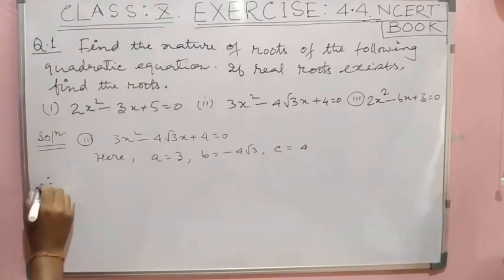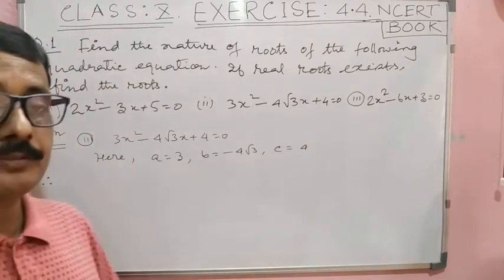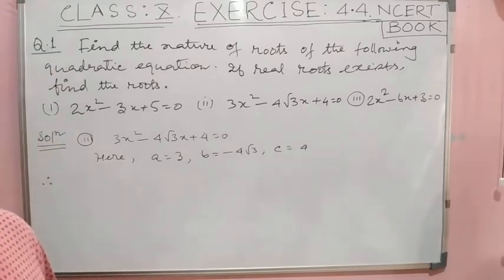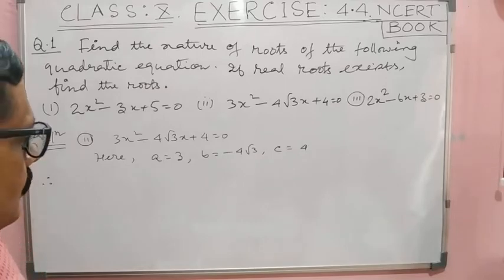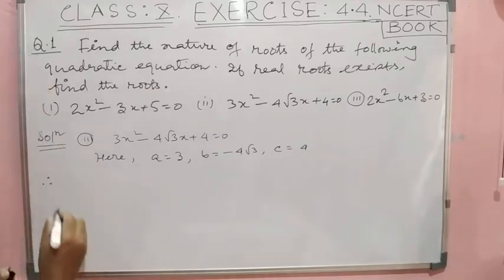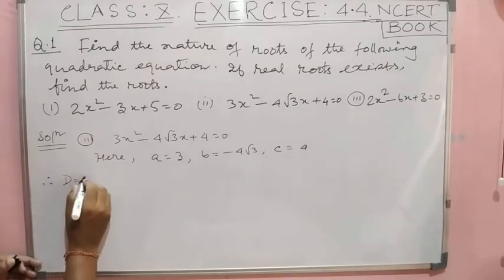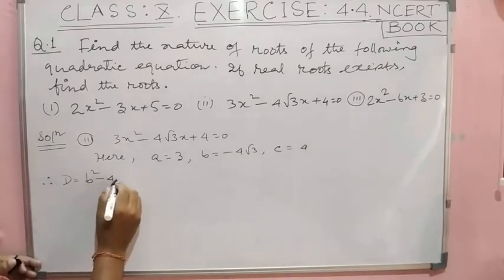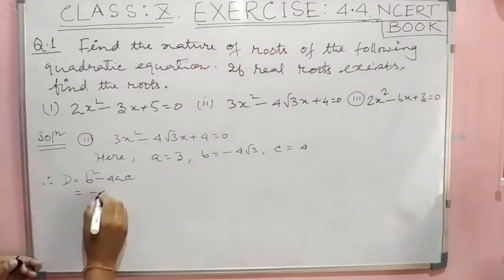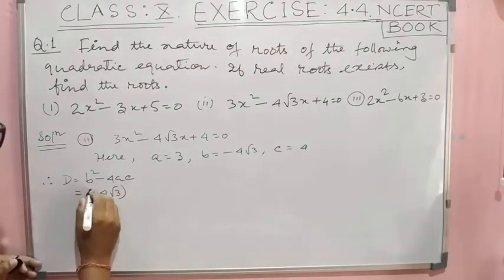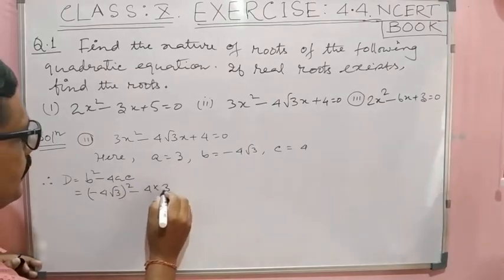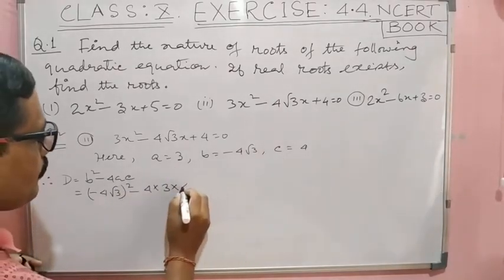Therefore, we know that the nature of root of any quadratic equation depends on its discriminant. So we'll try to find out its discriminant first. So let us find out discriminant. D equal to b square minus 4ac. Value of b is minus 4 root 3 whole square. Value of a is 3 and value of c is 4.